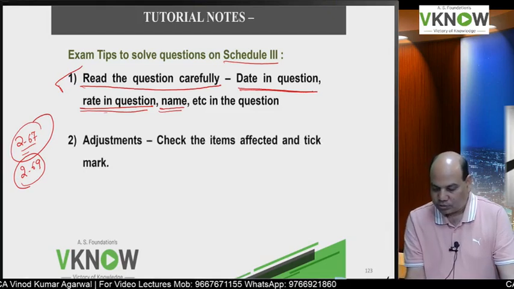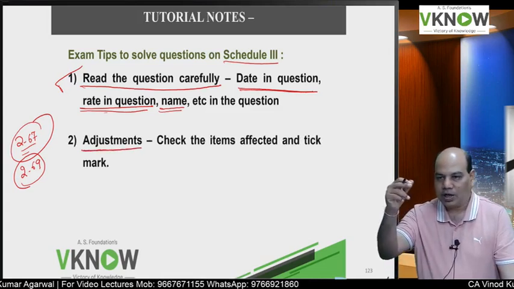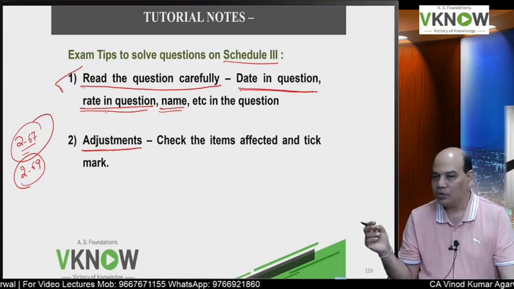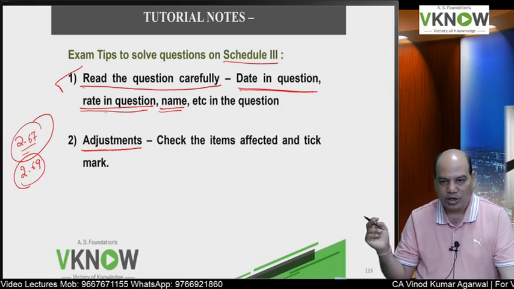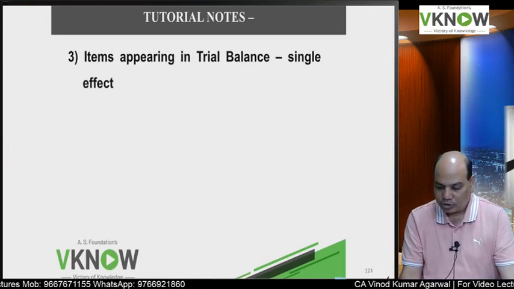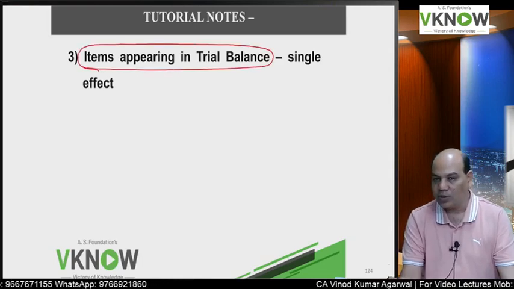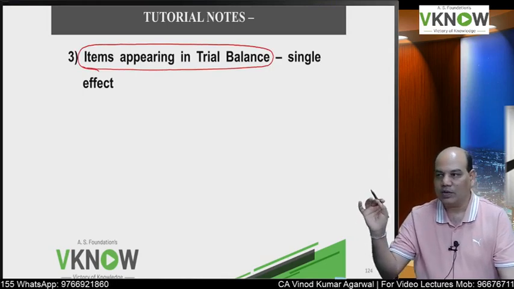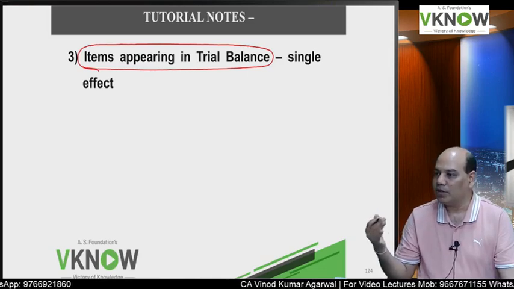Second thing, you have to read the adjustment carefully, and if you are given a trial balance, take the items which have got adjustment, or if you are given balance sheet, P&L account, tick the items which will get affected. Use a pencil, not now. Then if an item is already appearing in the trial balance, then it will have a single effect. You may have to bifurcate it.